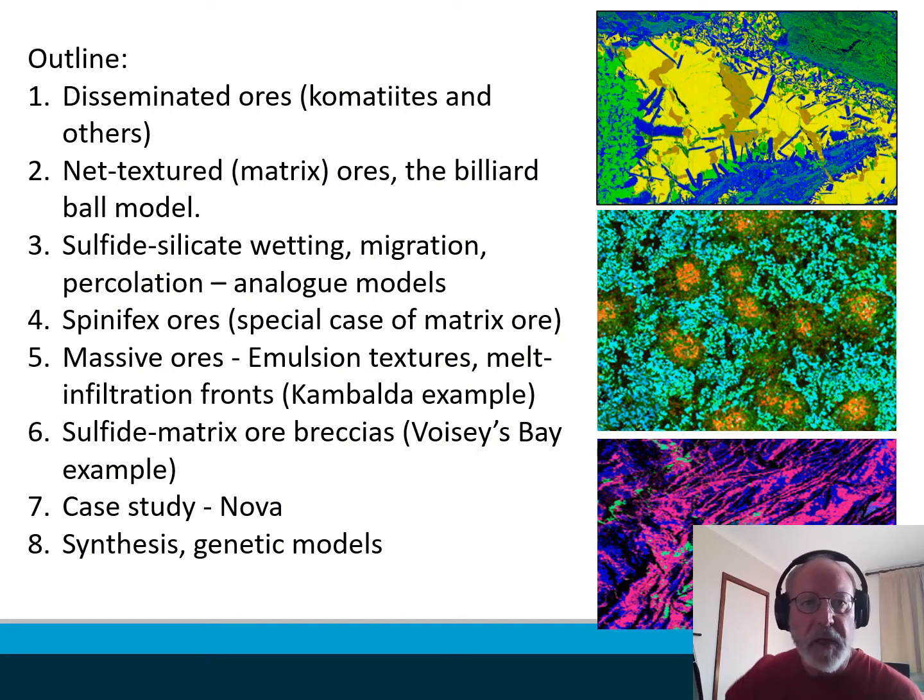So we're going to start out by looking at disseminated ores in komatiites and other types, and looking at some of the textures that we find in those. We're going to talk a bit about net textured ores. We're going to talk about some of the physical processes that control the textures that we see in the ores, and this is particularly to do with surface tension, capillary effect, sulfide silicate wetting. Then we're going to have a look at a few other examples that illustrate these kinds of processes, particularly Spinifex ores. Then we'll go to talking about massive ores, talk about emulsion textures, melt infiltration fronts, sulfide matrix ore breccias. You'll hear what all of those things mean as we go along.